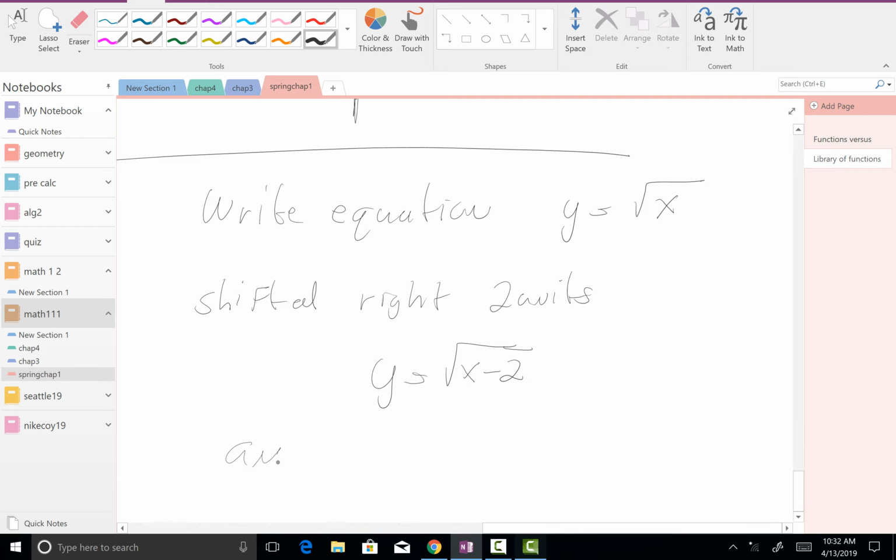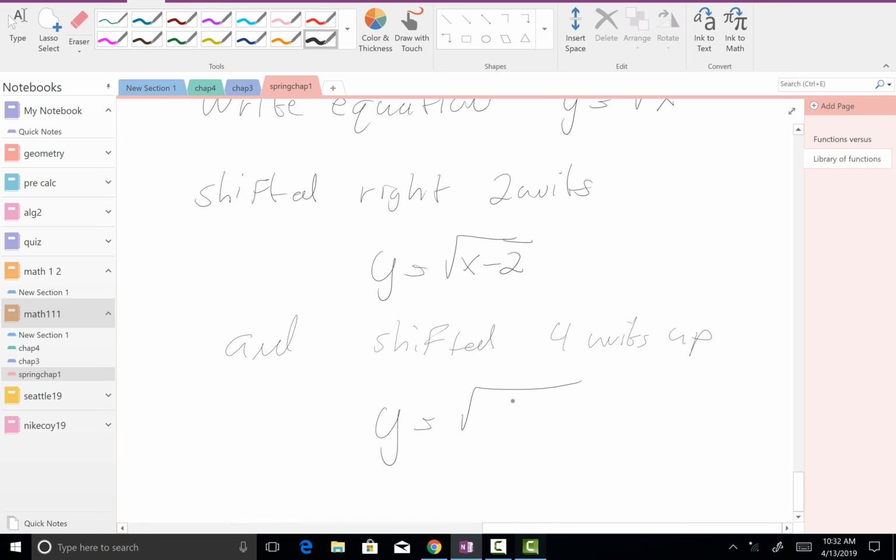And then let's say I say and shifted 4 units up, then we would have y equals square root of x minus 2 plus 4 on the outside of the square root, because that's your d, and d is on the outside of the function, sort of. Okay? So you kind of got to be thinking about that a little bit when you're doing it. Whew. I hope you kind of get that. Any questions on any of that transformational stuff?